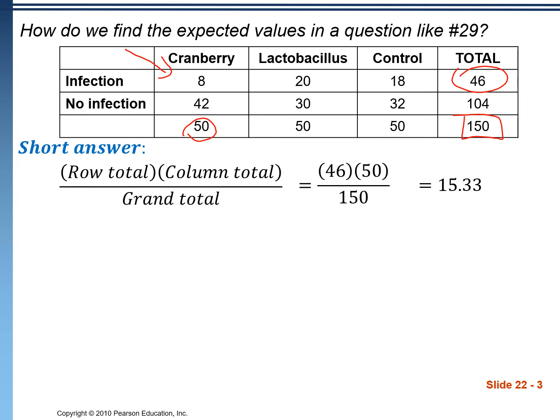That's actually going to be the same for all of these rows across the top, because no matter which one we look at, we have row total of 46, column total of 50, divided by 150. That's not the case in every table, but it is the case in this table because all of these sample sizes are the same. Longer answer, let's look at just this information on the right here.